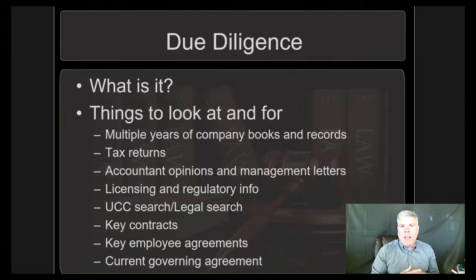You're going to want to look at their tax returns. You're going to want to see how much they're actually reporting to the IRS. Nobody, or most people won't, deliberately overstate their taxable income.